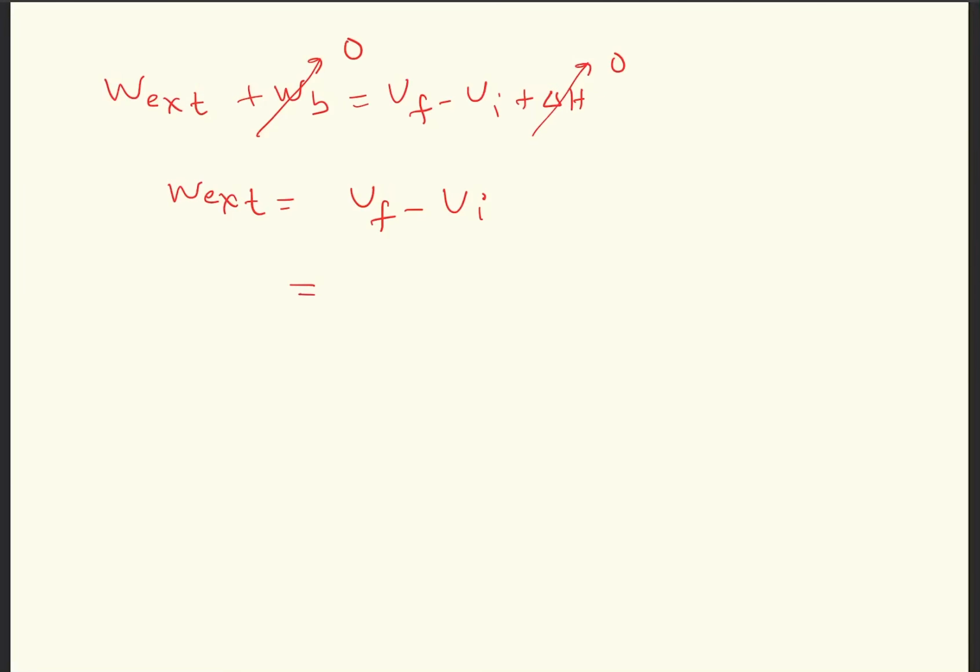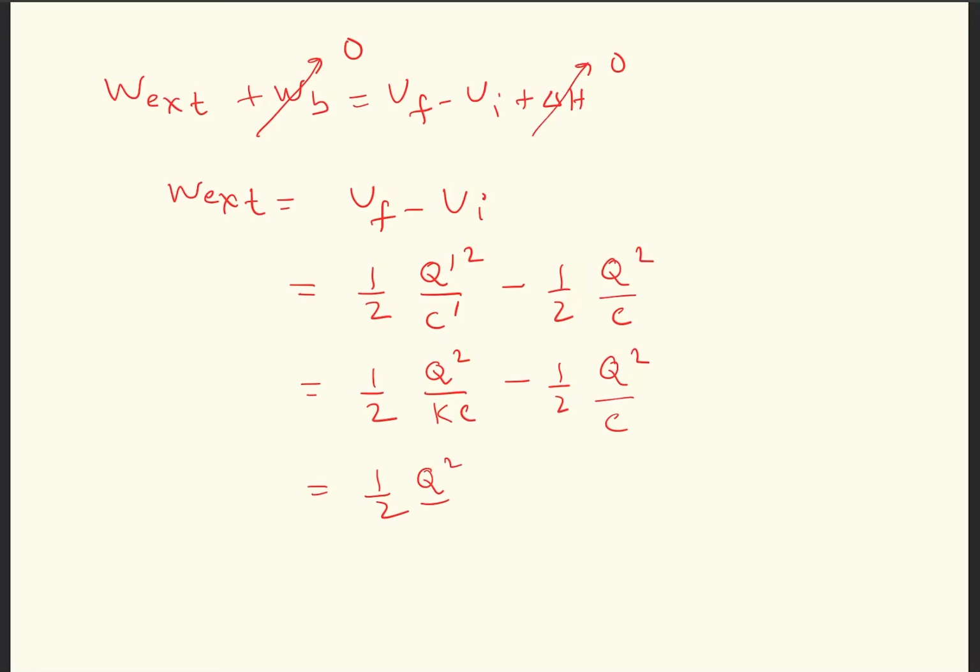What is U final? Half Q square by C. Here Q remains constant, so instead of using half C V square, let's use half Q square by C. This will be equal to half Q dash square by C dash minus half Q square by C. As you can see, Q dash is the same as Q, C dash becomes k into C, minus half Q square by C. So this comes out to be half Q square by C into (1 by k minus 1).